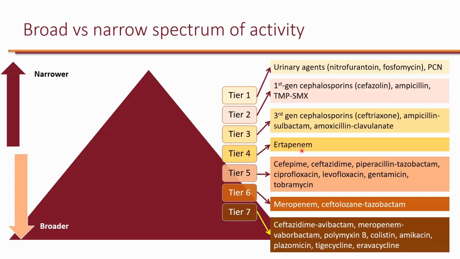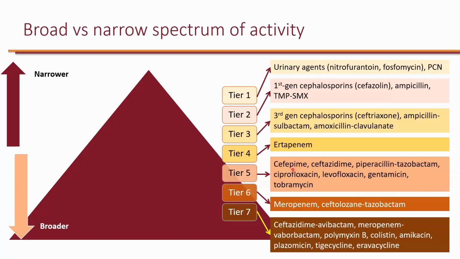Ertapenem is a carbapenem that's actually the narrowest carbapenem available, and it's typically reserved for ESBL infections. Now, starting at tier 5, these are very broad antibiotics because now tier 5 actually has activity against Pseudomonas. So really tier 5 is when people start to talk about broad spectrum antibiotics. So cefepime, ceftazidime, piperacillin-tazobactam, ciprofloxacin, levofloxacin, gentamicin, and tobramycin, they all have activities against Pseudomonas. So these should be reserved for infections where you suspect Pseudomonas.